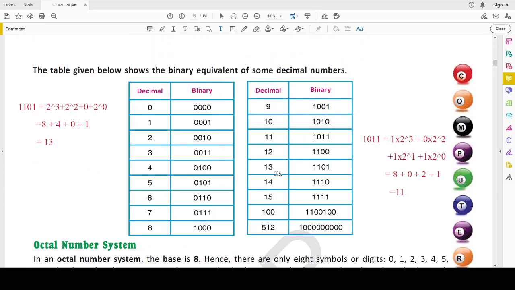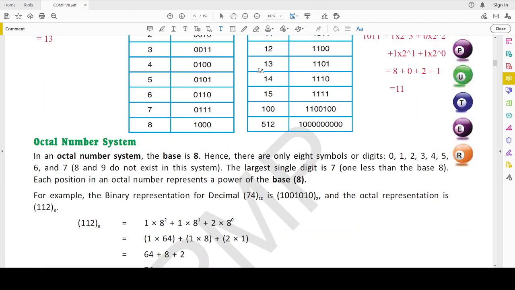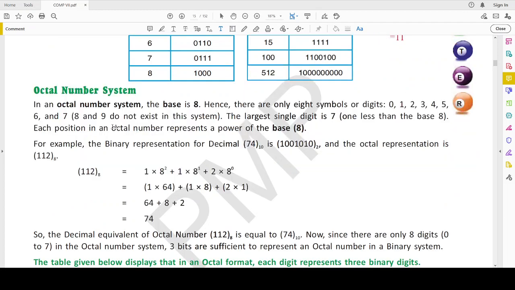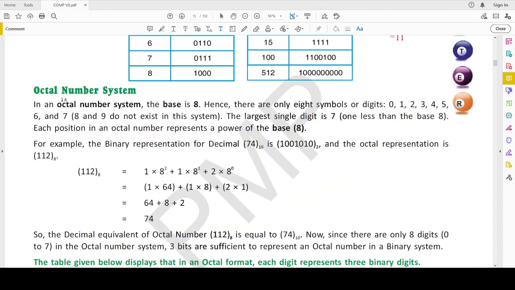Next, up to this point you have seen the conversion between a binary number and a decimal number. You have made the conversion from a binary number to a decimal number while verifying this table. Now you will also learn how to convert a decimal number to a binary number. After this, we will read the octal number system. Let's read the octal number system now.